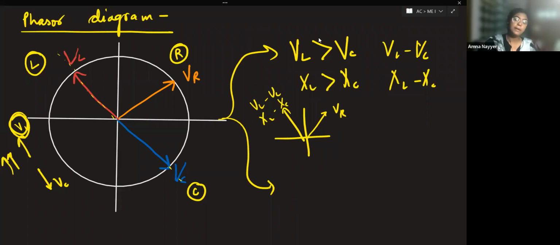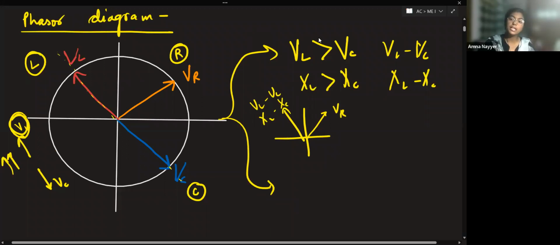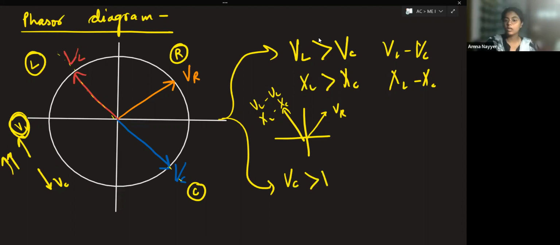But if your capacitive reactance is greater than inductive reactance, or you can say voltage across the capacitor is greater than voltage across the inductor, or XC is greater than XL, this is C. So how will you write the net voltage? You will write it as VC minus VL, or XC minus XL.